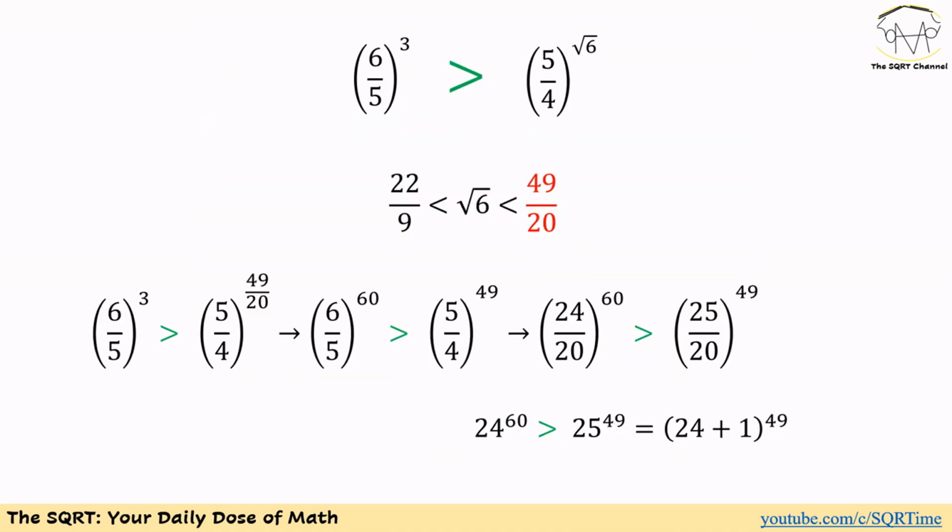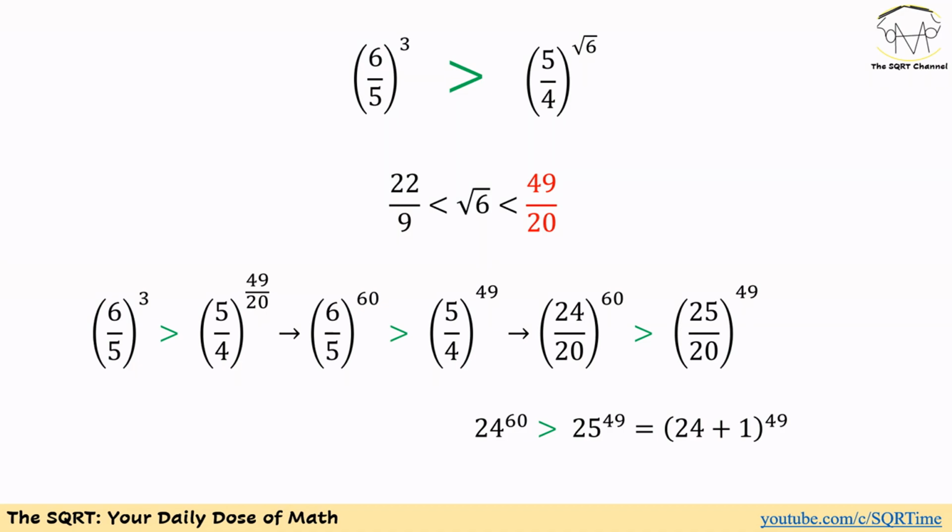So what do we know now? First of all, we want to prove that 6 over 5 to the power of 3 is greater than 5 over 4 to the power of a square root of 6. We showed that a square root of 6 is between two fractions. On the left hand side we have 22 over 9, and on the right hand side we have 49 over 20. So instead of using a square root of 6, we are going to use 49 over 20, since 49 over 20 is greater than a square root of 6. So let's start with that.